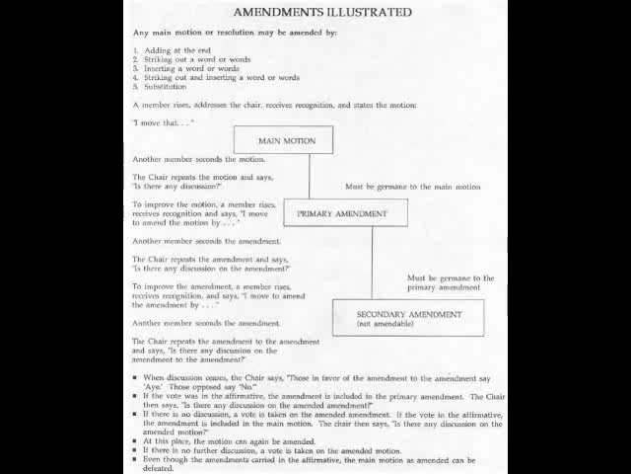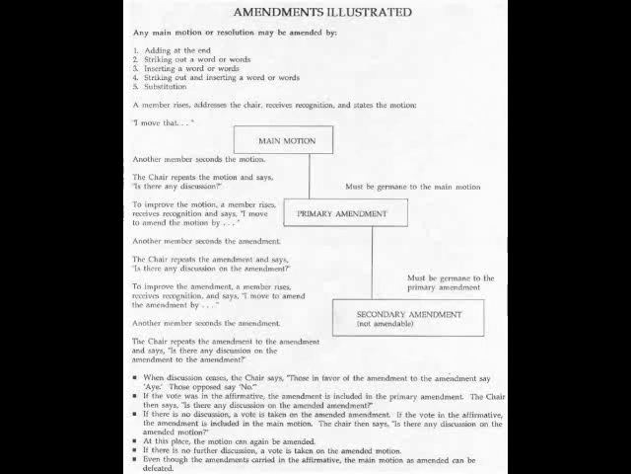Another member seconds the amendment. Without that second, the amendment has no further discussion. The chair repeats the amendment and says, "Is there any discussion on the amendment?" To improve the amendment, a member could rise, receive recognition, and say, "I move to amend the amendment by," and states what their additional amendment would be. Again, it must be germane to the primary amendment.